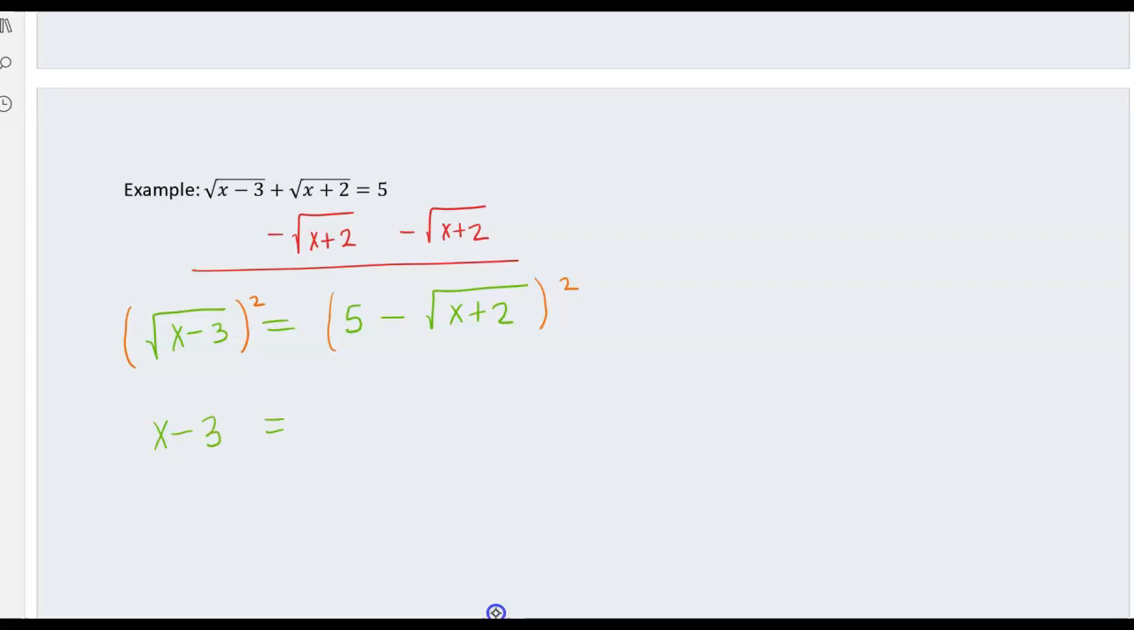So again, the process is I square that first term. 5 squared will give me 25. I square the last term. That's going to be x plus 2, right? That'll just remove the square root symbol. And then for the middle term, I'm going to multiply these 2 together, and I'm going to double that. So I'll have minus 10 times the square root of x plus 2. Again, I multiply those 2 terms together, and I double.